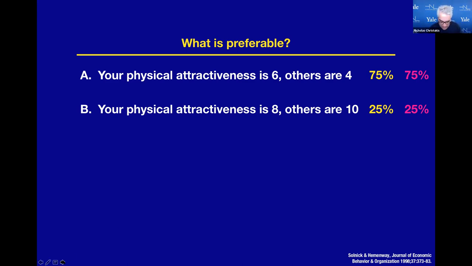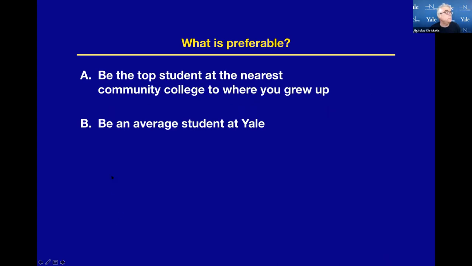Okay, let's look at another example. And in fact, I think Severin mentioned this already. Would you rather be the top student at the nearest community college to where you grew up, or be an average student at Yale? You're going to pick. Okay, these are your choices. You can be the top student at the nearest community college where you grew up, or you can be an average student at Yale. All right, Maggie, do the survey.